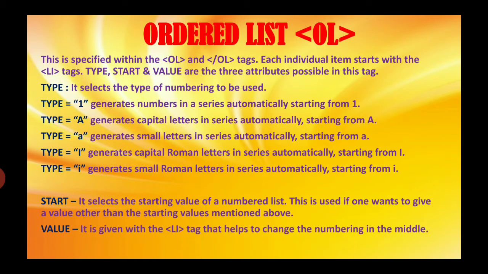Value is given with the li tag and helps to change the numbering in the middle. Suppose you want to change the numbering in the middle, after 4, 5 you want to change it, say to 1, so you have to use this value attribute. Okay, so these are the different types of attributes. I hope you understood how to start with numbers or letters or small letters or Roman numbers. This attribute you have to follow.